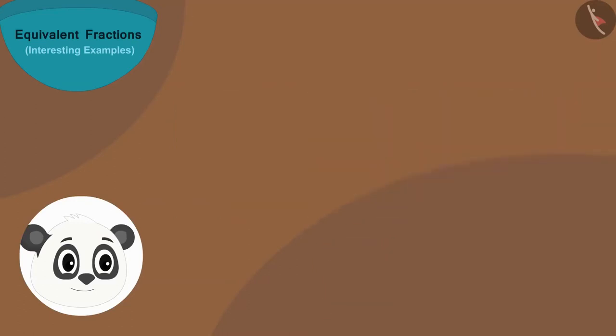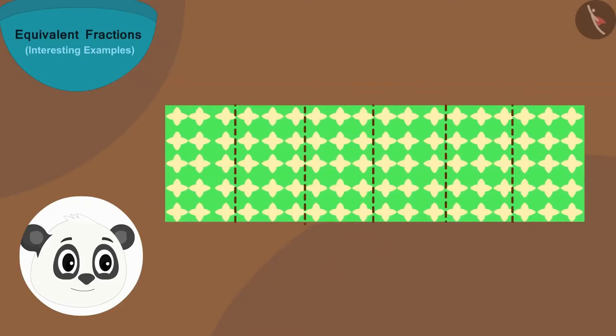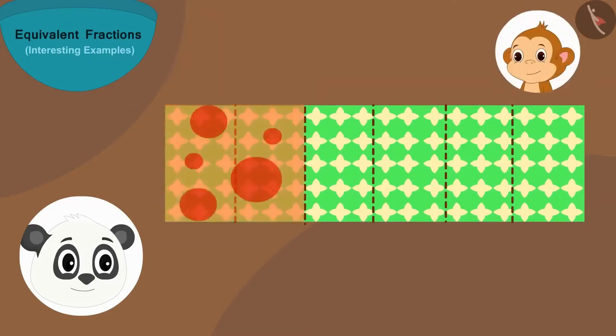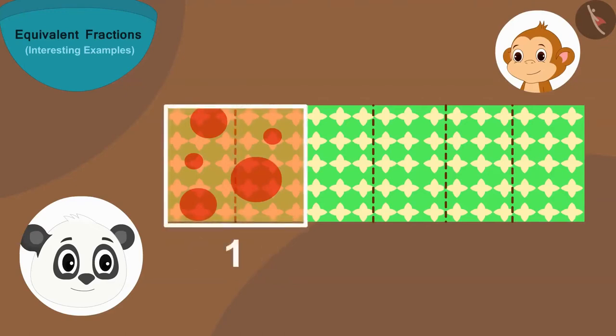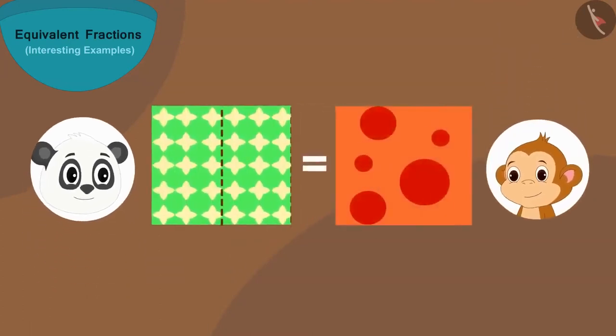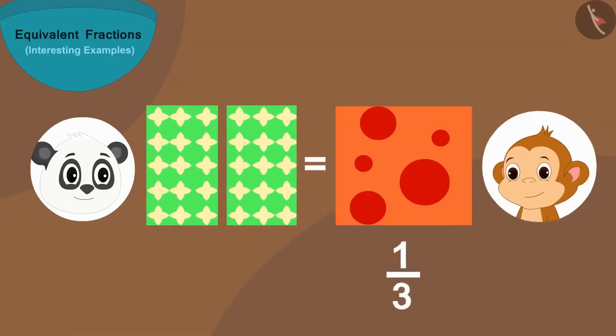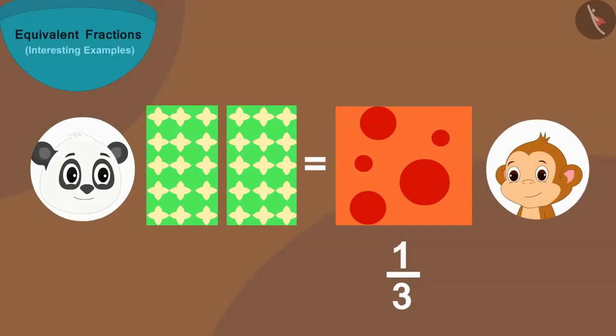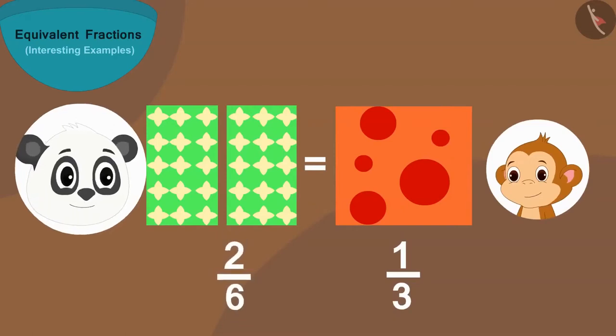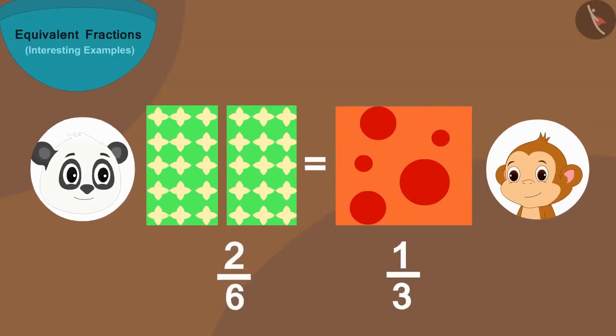Let's see. Golu placed parts of his cloth like this and placed Babban's cloth's part just above it. Now he sees that 2 parts of his cloth are equal to 1 part of Babban's cloth. Do you think the same? This means 1/3 part of Babban's cloth and 2/6 part of Golu's cloth are equal.